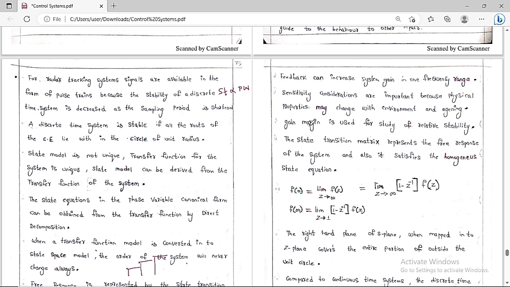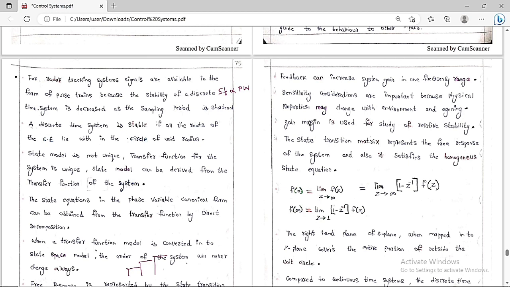The next point is the state transition matrix represents the free response of the system and also it satisfies the homogeneous state equation. I have already told you what the free response is. Whenever the input is equal to 0, and we get the output because of the state variables or the initial condition, that is called the free response. I have told you these things many times.